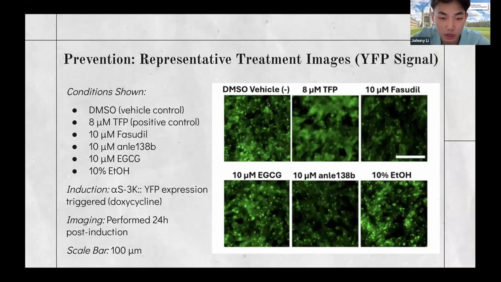Now, inclusions here appear as bright green puncta, and it's clear that Fasudil and Anle138b reduce these signals compared to DMSO and EGCG. You can see here that these appear a lot dimmer than the DMSO, and there seem to be a lot fewer inclusions forming as well relative to the others.